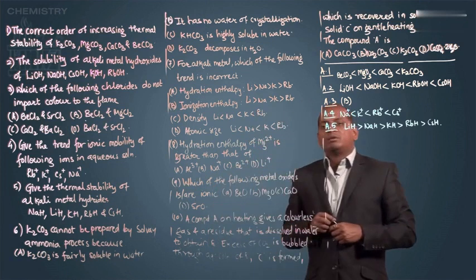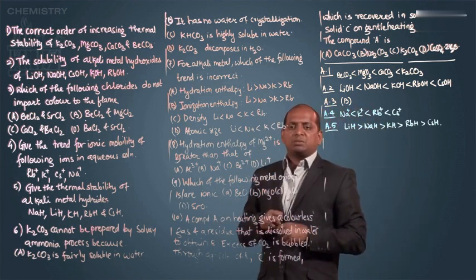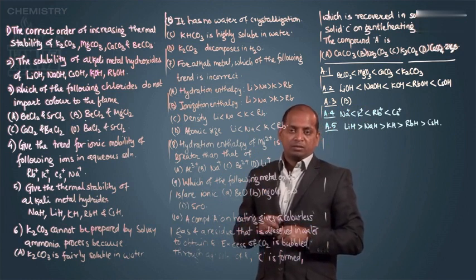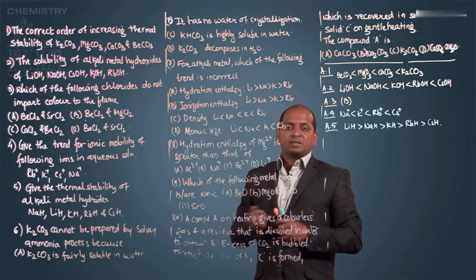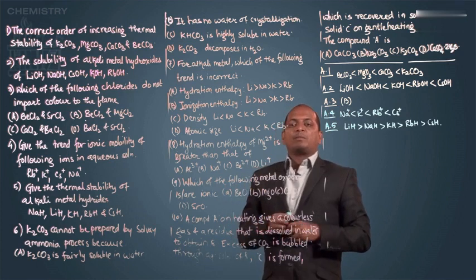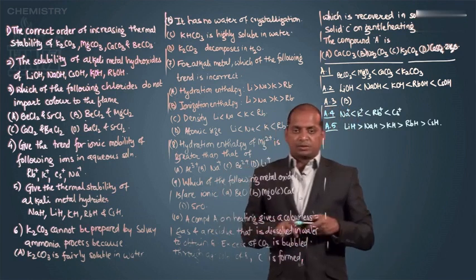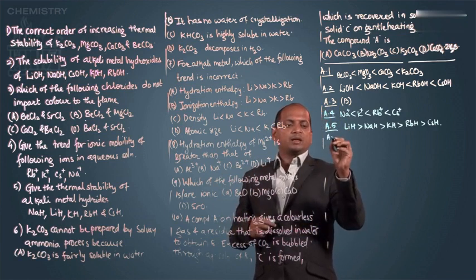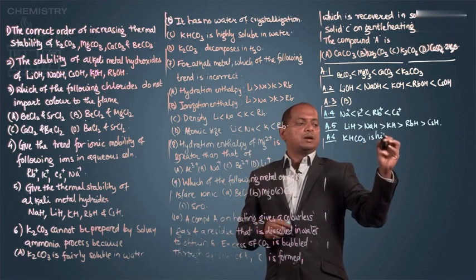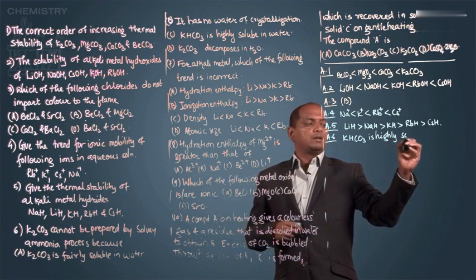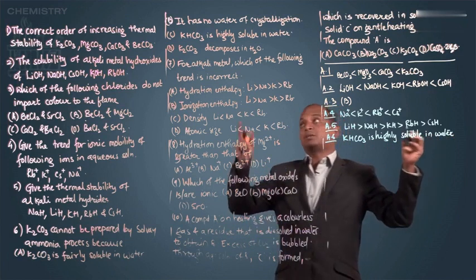In case of potassium carbonate, the precursor is potassium bicarbonate only, but that potassium bicarbonate is highly soluble, and since it is soluble, it is very difficult to recover it in a solid state. Therefore, potassium carbonate cannot be prepared by Solvay ammonia process. Okay, so here I can write this way: potassium bicarbonate is highly soluble in water. So that is our option C.